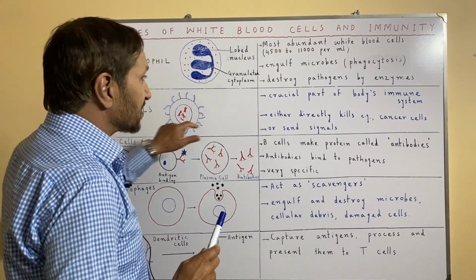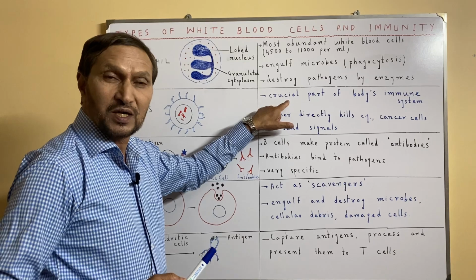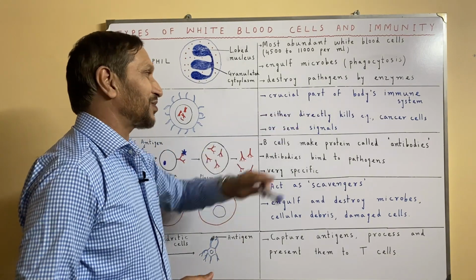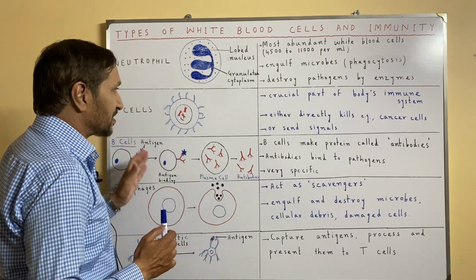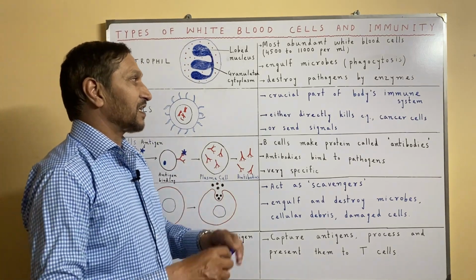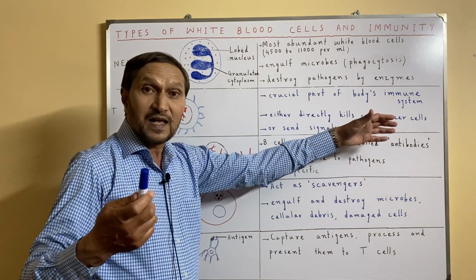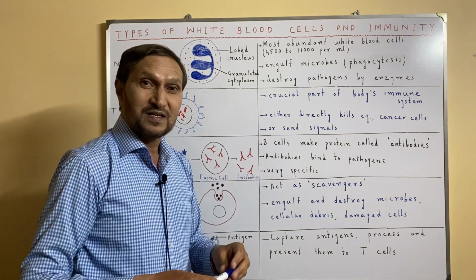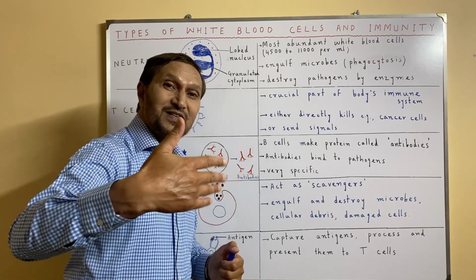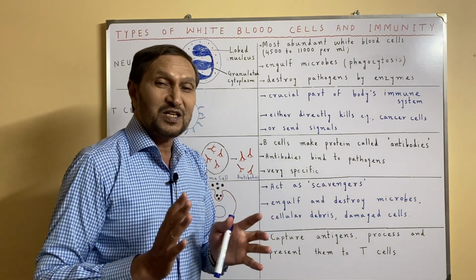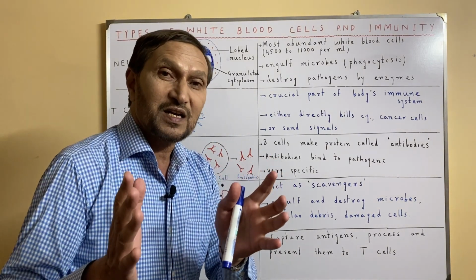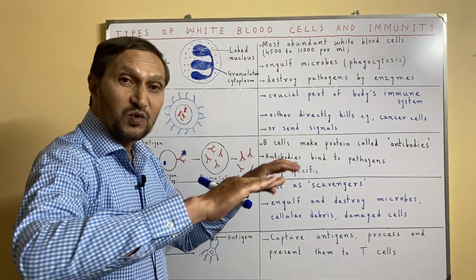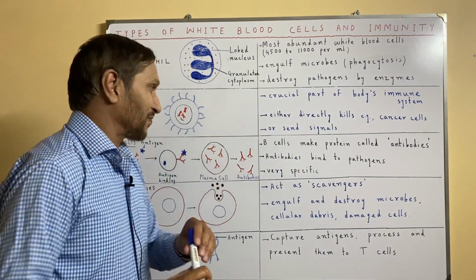These T cells play a crucial, important role in developing the body's immune system. Either they directly kill cancer cells, cancer-causing cells, or they send signals, and by sending the signals they initiate and motivate, and they start another pathway of defense mechanism.